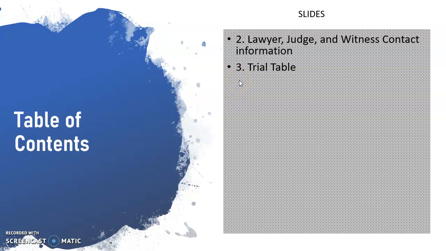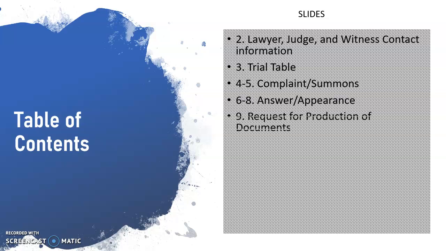This is our table of contents on the second slide, because this is the first slide. Second slide is the lawyer, judge, witness, and contact information. The third slide will be the trial table. The fourth and fifth slide are the complaint and the summons. And slides 6 through 8 are the answer / appearance.